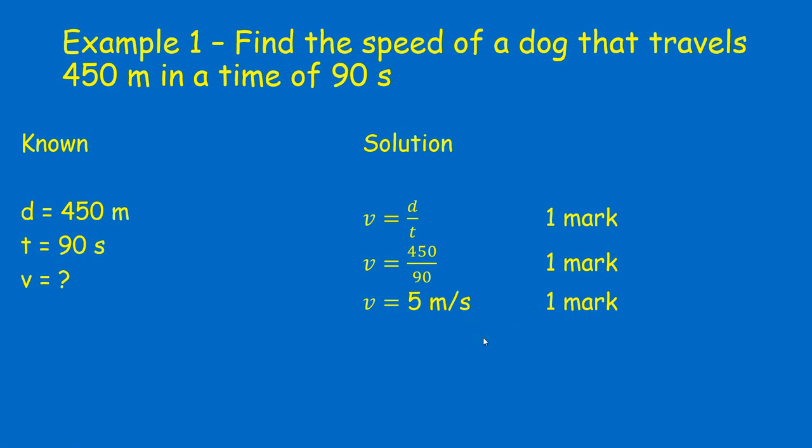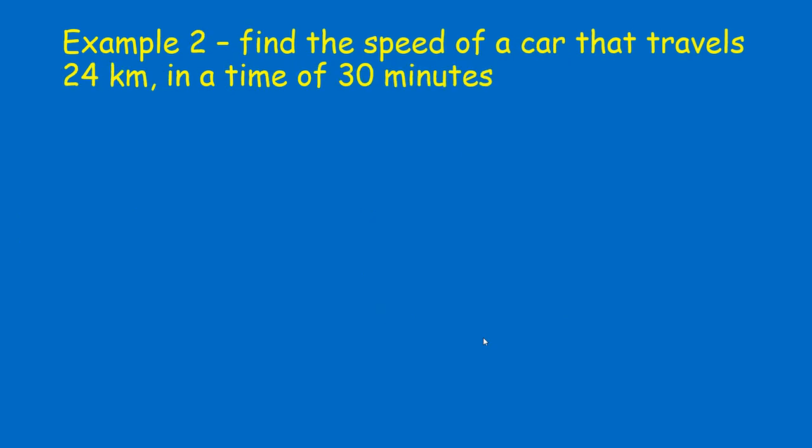Let's have another example that's maybe a wee bit trickier. Example 2. Find the speed of a car that travels 24 kilometres in a time of 30 minutes. So again, left hand side, write down what you know. We know the distance is 24 kilometres. Now kilometres, 1 kilometre is 1,000 metres. So 24 kilometres is 24,000 metres.